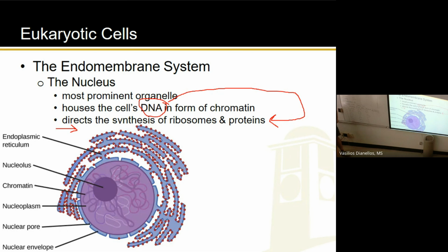Sort of like saying, the Pentagon is where the military people direct what the military does, right? But that doesn't necessarily mean the wars are happening in the Pentagon. They're happening wherever the war zone might be. Same here. The nucleus directs the synthesis of ribosomes and proteins, but it's not necessarily happening in the nucleus. Any questions? Synthesis just means what they do?